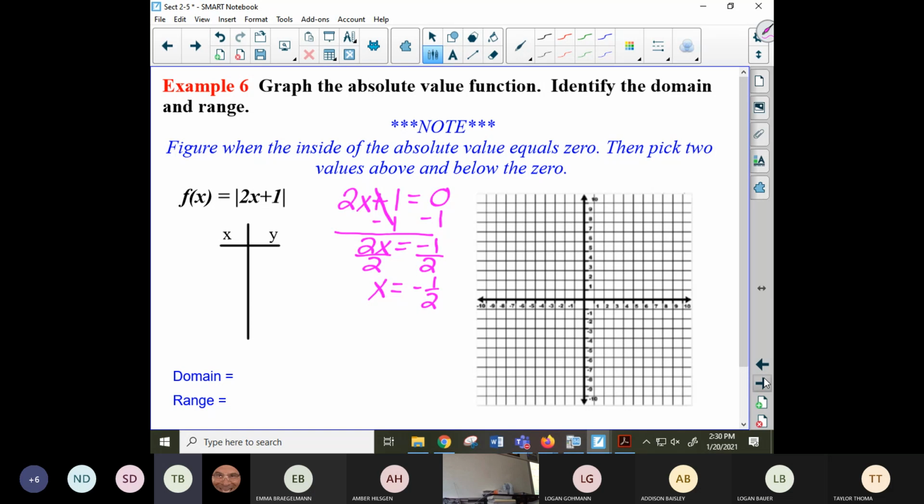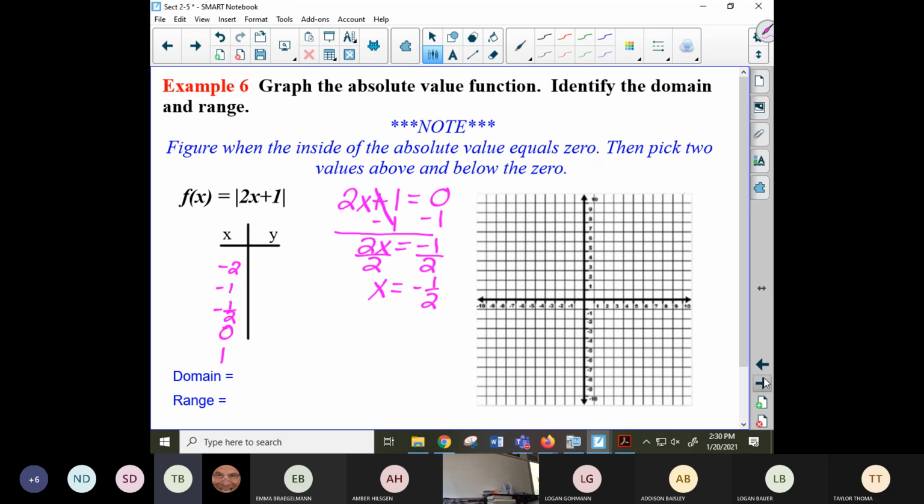So that -1 is where your x value of that V is going to be. So when I make a table, I'd put the -1/2 kind of in the middle, and then I would go 1 integer below it, which would be -1, and then maybe 1 more. And then I'd go 1 integer above it, which would be 0, and 1 more, okay? And then what I'm going to do is I'm going to put these in.